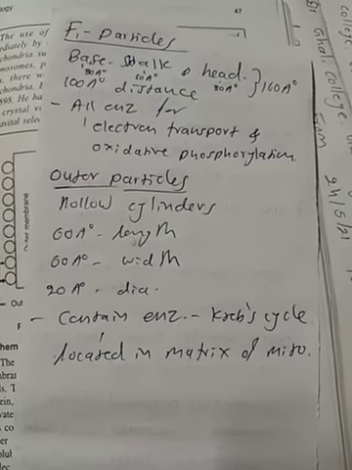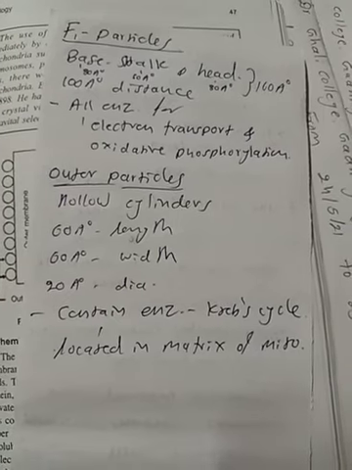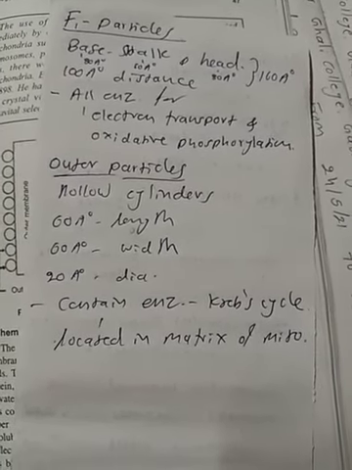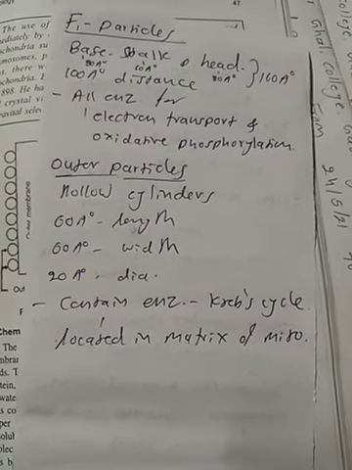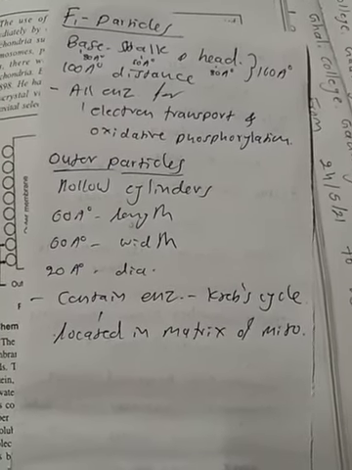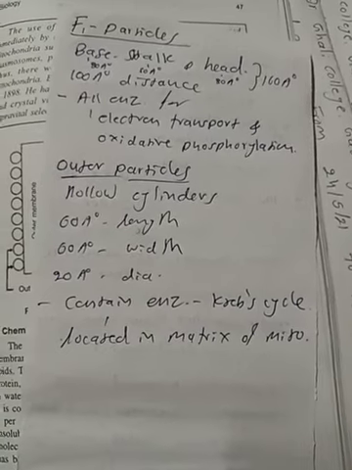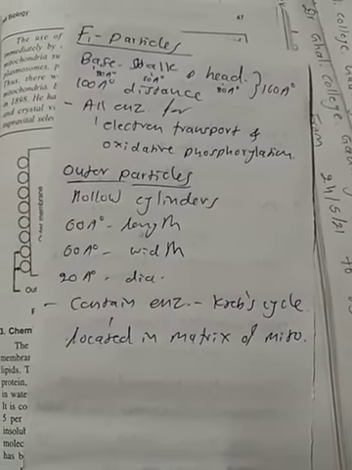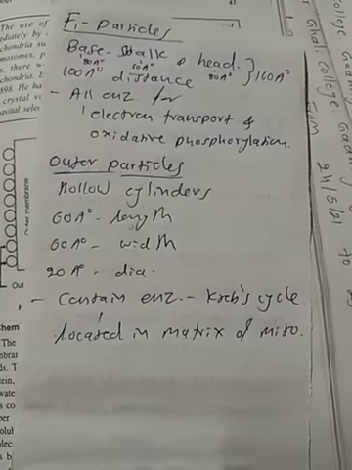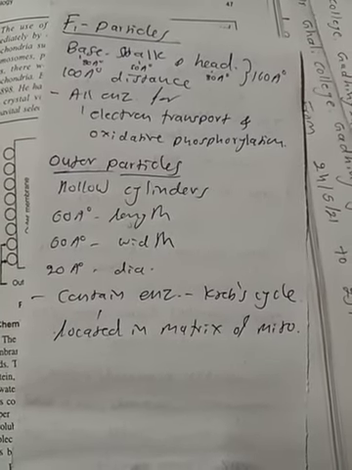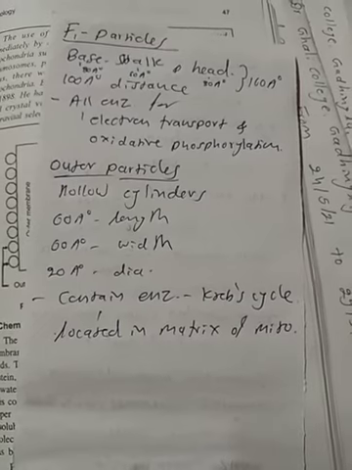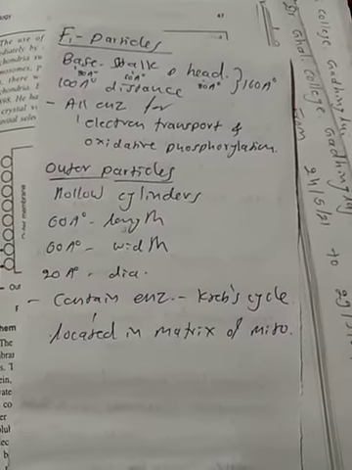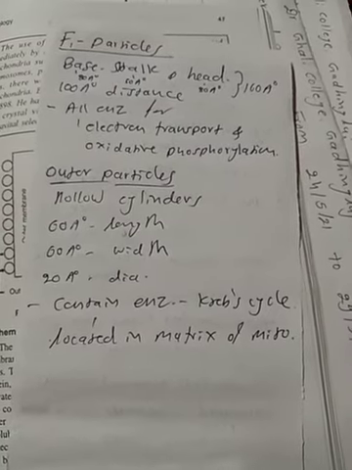The width is about 60 angstrom units, and the diameter of the central hole is about 20 angstrom units. These particles were thought to contain the enzymes of the Krebs cycle. However, it has been shown that the enzymes of the Krebs cycle are located in the matrix of the mitochondria.